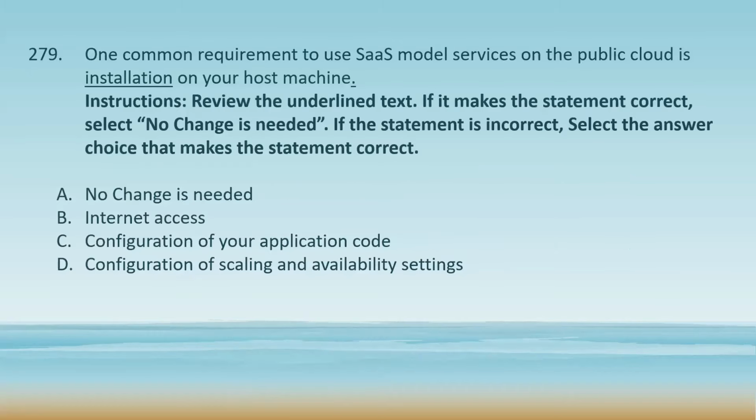Question number 279. One common requirement to use SaaS model services on the public cloud is installation on your host machine. Instructions are: review the underlying text. If it makes the statement correct, select no changes needed. If the statement is incorrect, select the answer choice that makes the statement correct. And the underlying text here is installation. And your options are no changes needed, internet access, configuration of your application code, configuration of scaling and availability settings. And my friends, the correct answer here would be internet access.